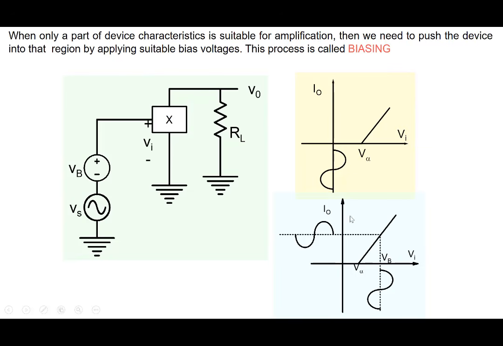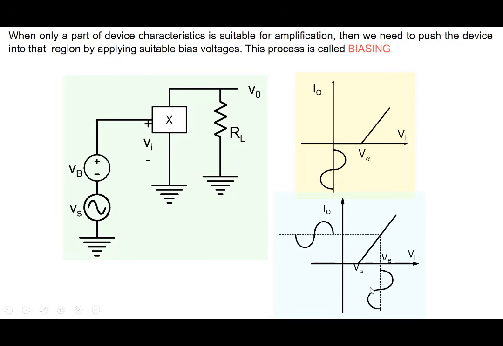Okay, so that's what we are doing. The transistor is capable of amplification here. This is where the output current responds to Vi. And therefore, we are applying a bias voltage Vb to push our transistor into this particular region, and then we are applying the signal.